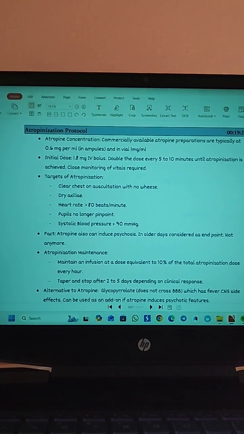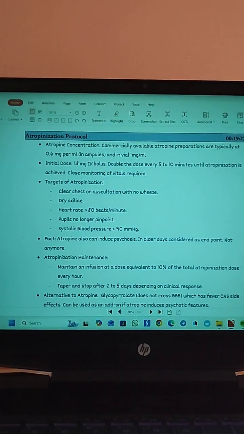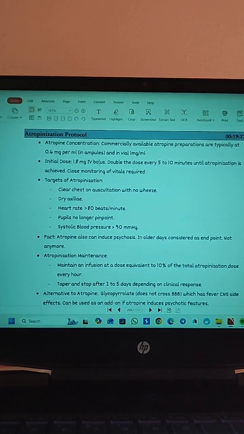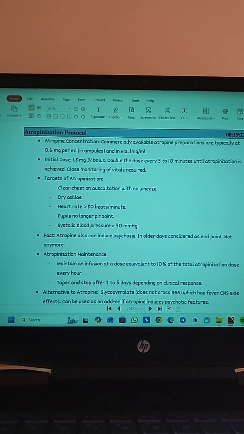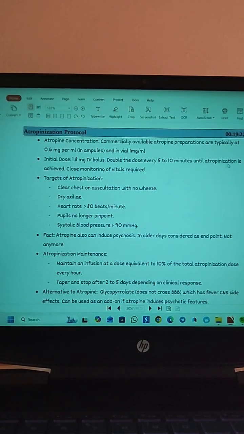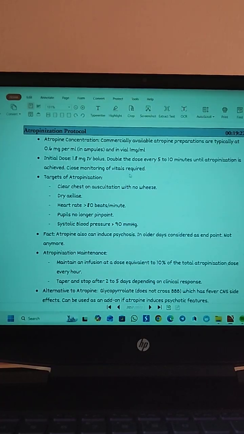Okay, so what is the initial dose? The initial dose is 1.8 milligram IV bolus. Okay, 1.8 milligram IV bolus, and double the dose every 5 to 10 minutes. Every 5 to 10 minutes, double this dose until atropinization is achieved. Okay, and at this time close monitoring of the vitals is required.